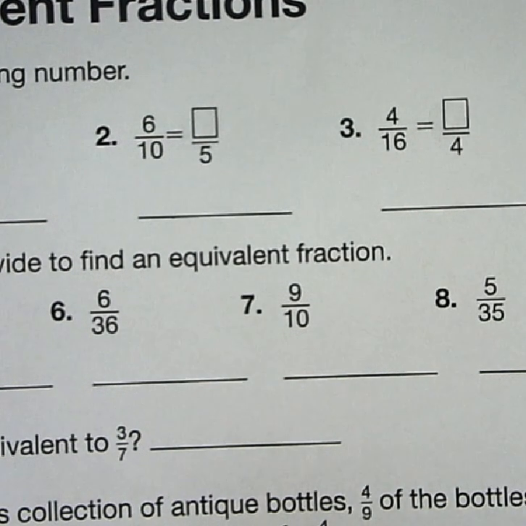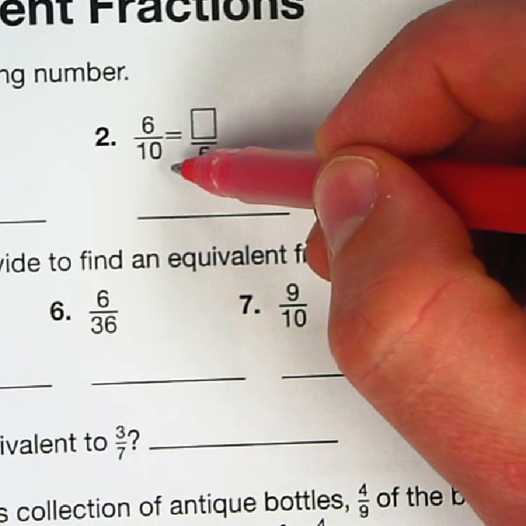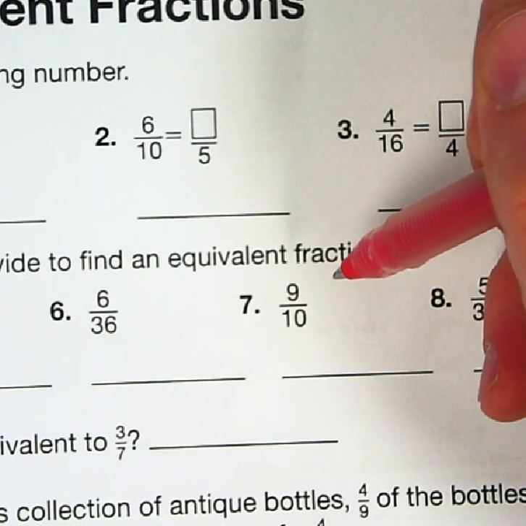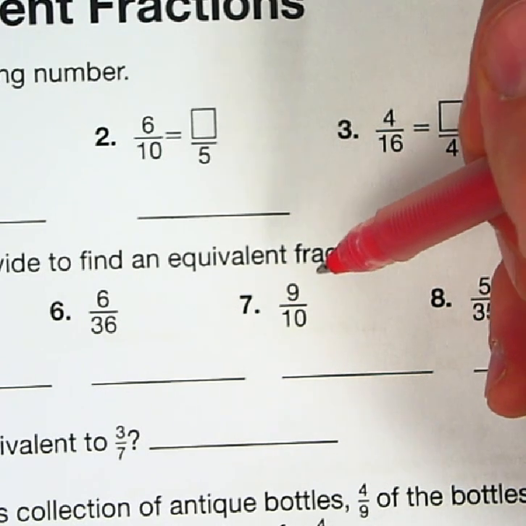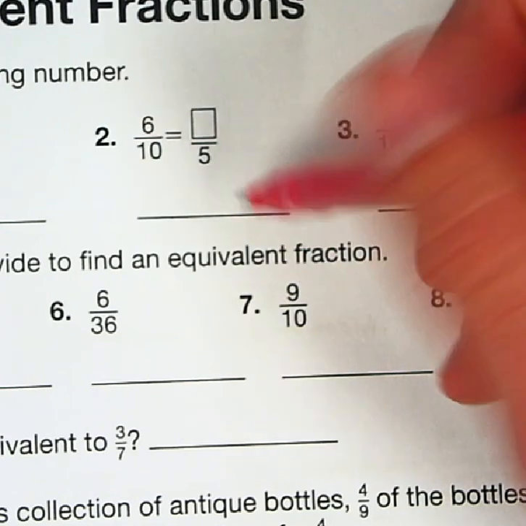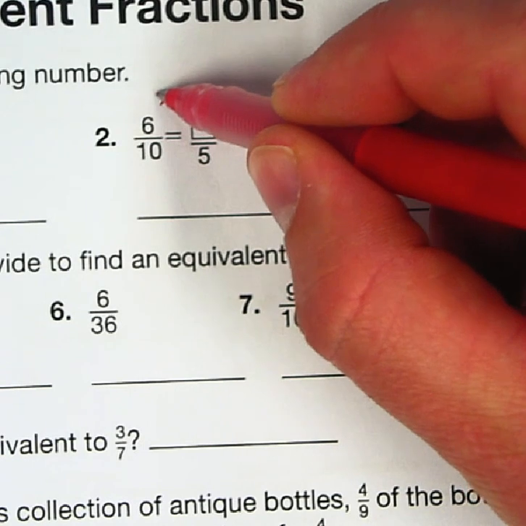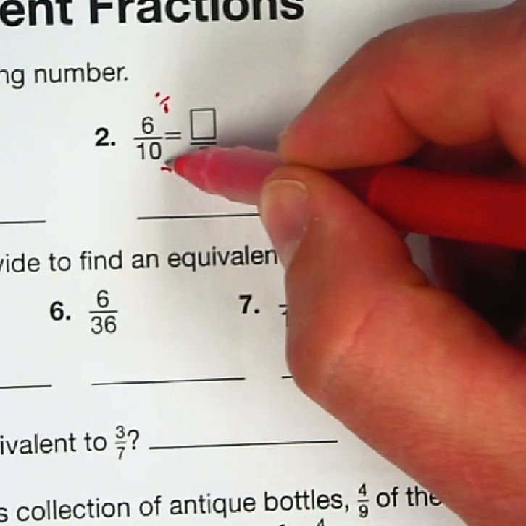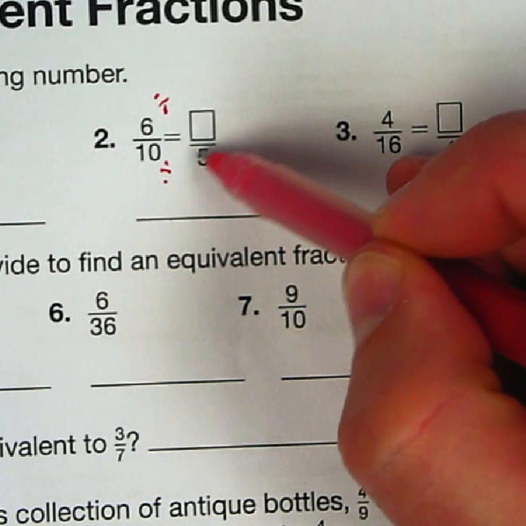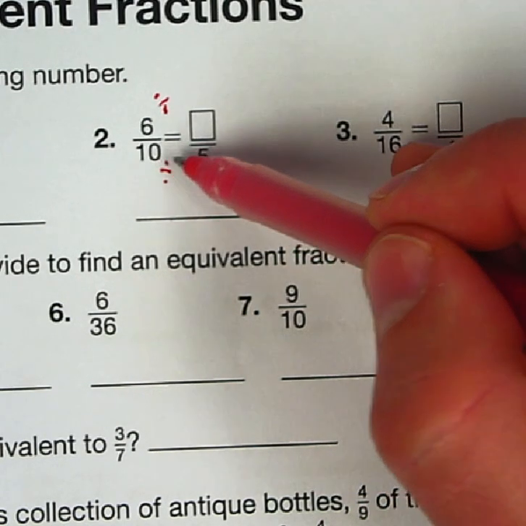Equivalent fractions. So I'm going to start with number 2 here, the fraction 6/10. I want to find another fraction that's equal to the same thing as 6/10. The way that I'm going to do that is I'm going to either multiply or divide. And whatever I do to the top, boys and girls, I have to do to the bottom. That's right. So on this particular problem, we're going to actually divide because it's given us the denominator already. So our denominator is going to go from 10 down to 5.